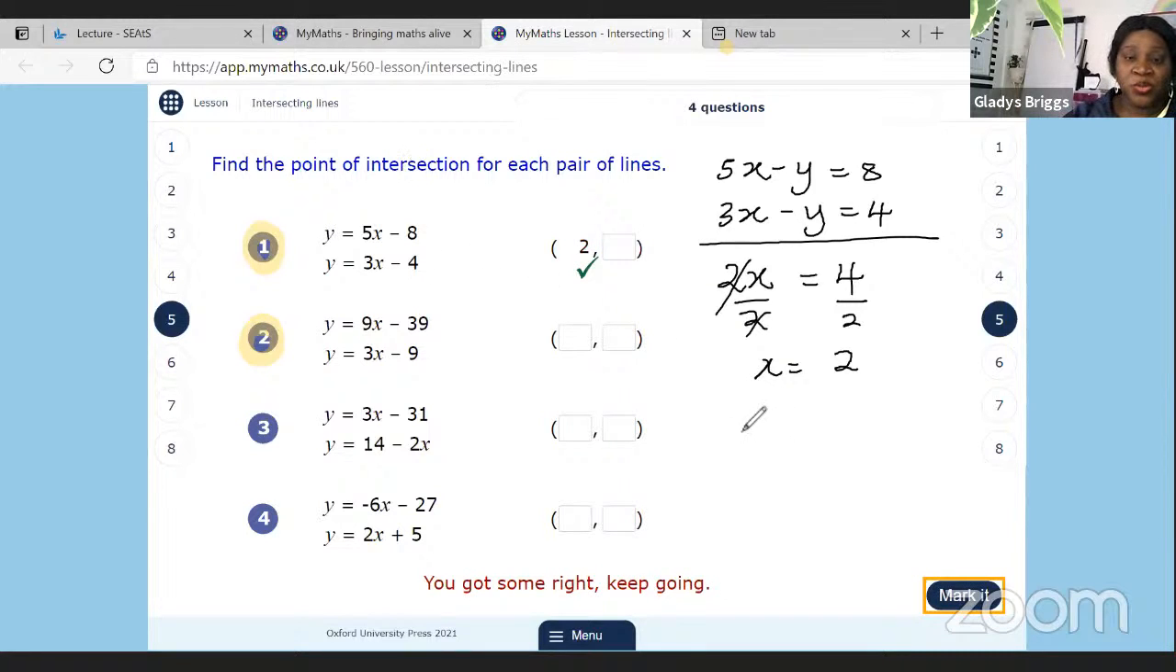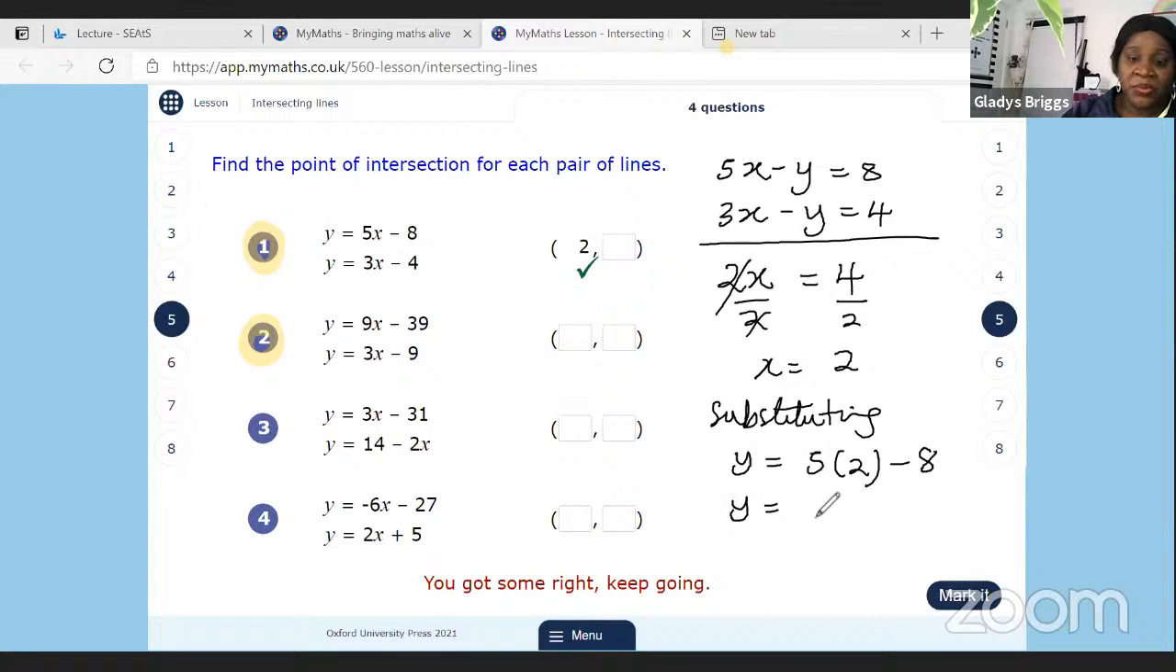When x equals 2, substituting when x equals 2, y is equal to 5 times 2 minus 8. y is equal to 10 minus 8, which is equal to 2. So let's try y is equal to 2.